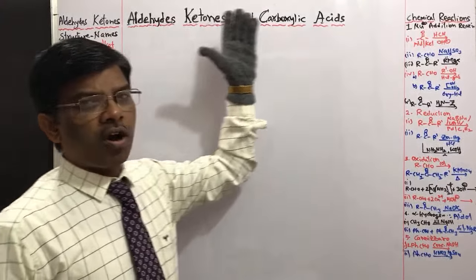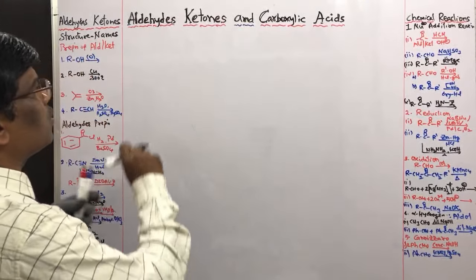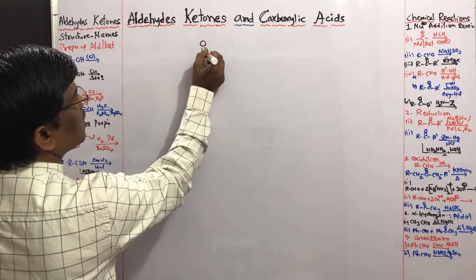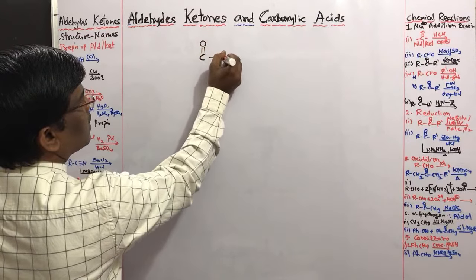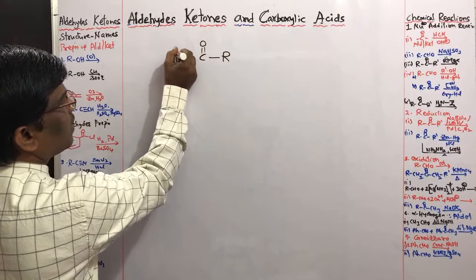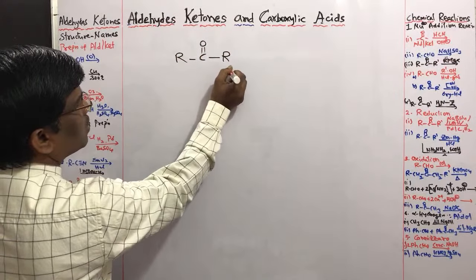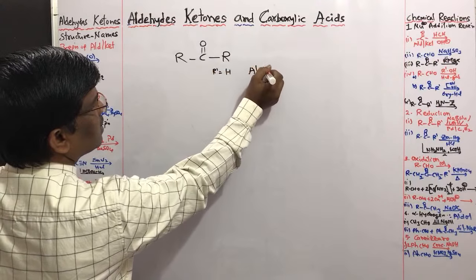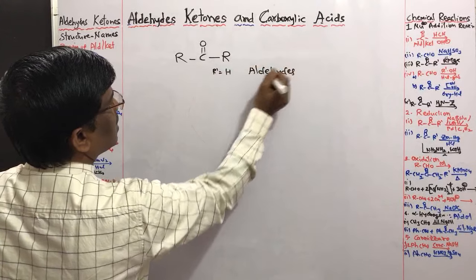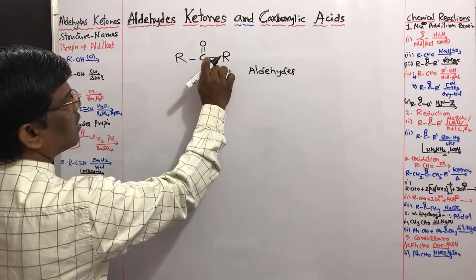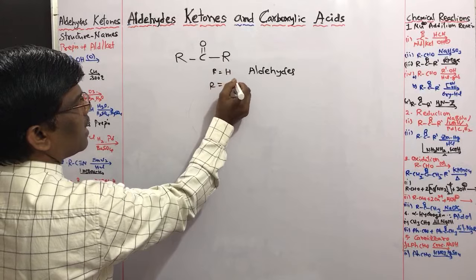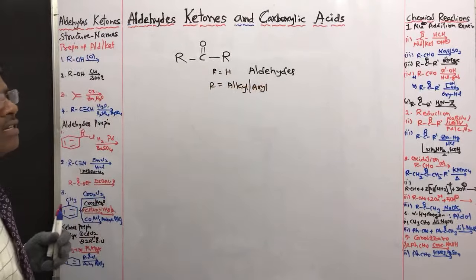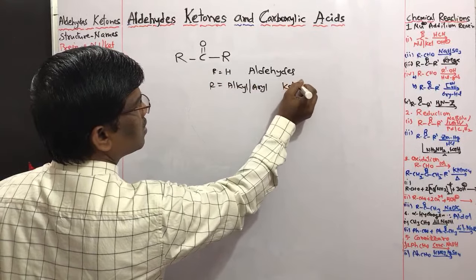Aldehydes, ketones and carboxylic acids. These are the compounds having carbon attached to oxygen with a double bond, and if the R is hydrogen, these are aldehydes. If R is alkyl or aryl on two sides, then these are ketones.